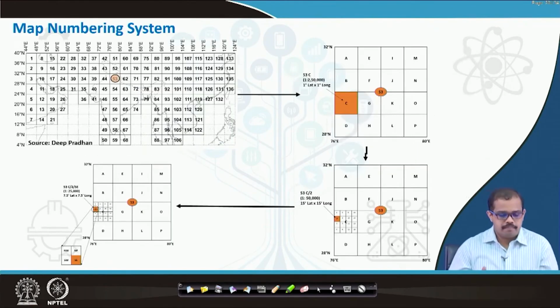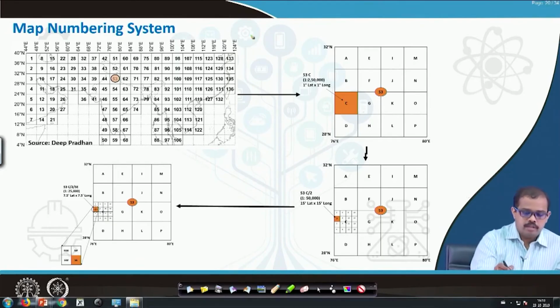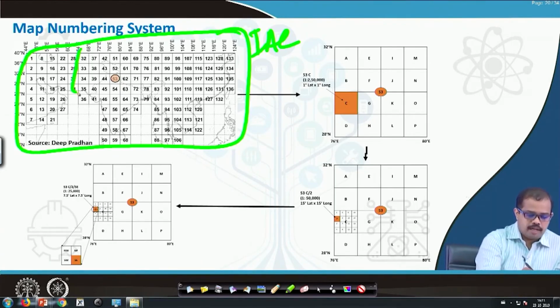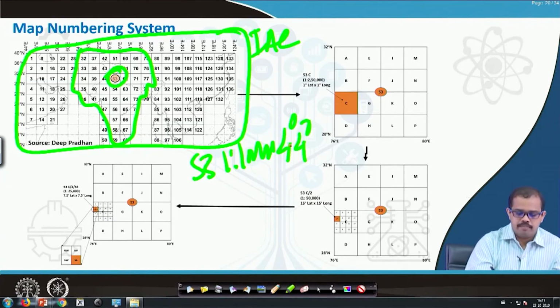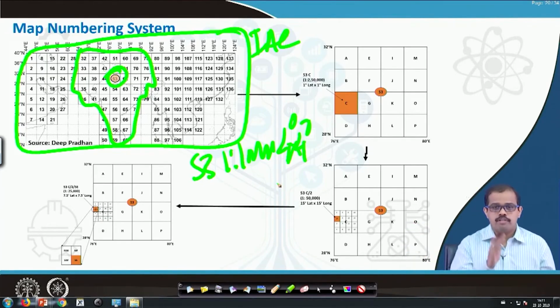So this is an example of the entire process that I have explained. Let me revise this. You have this entire system here, the India and adjacent country system. These are the maps belonging to the Indian subcontinent, and if you choose a particular map called 53, that is a 1 is to 1 million map, which is 4 degree by 4 degree. Each map will cover an area of 4 degree by 4 degree. 1 unit on the map is equal to 1 million units on the ground.